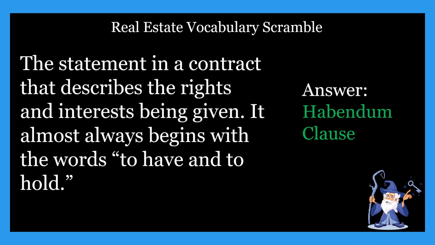So the habendum clause is the statement in a contract that describes the rights and interests being given. It almost always begins with the words to have and to hold. Therefore, it is often called the to have and to hold clause. Put simply, the habendum clause tells the buyer or lessee exactly what they are getting. For example, on a timeshare lease, the clause will outline the percentage of ownership being transferred and any other timeshare related restrictions.